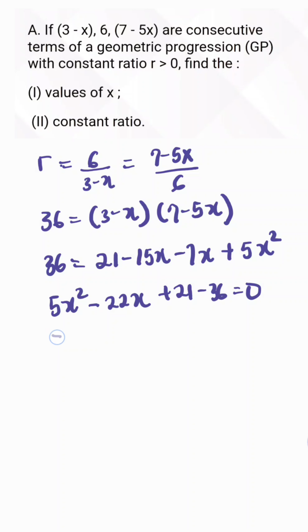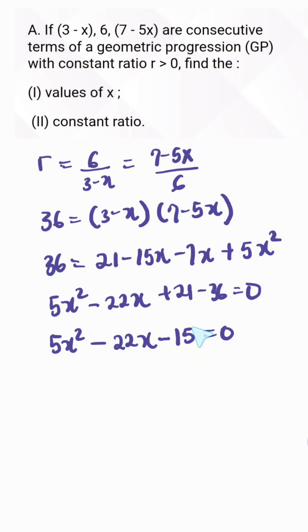Now, here we have 5x squared minus 22x. 21 minus 36, that gives what? That gives negative 15, equals 0. Now, how do we do this? In a quadratic equation, the rule is very simple. Don't forget that 5 is your A, this is B, and this is C. We can use the direct factorization method. You can use the quadratic formula method. Whichever is going to be good for you.